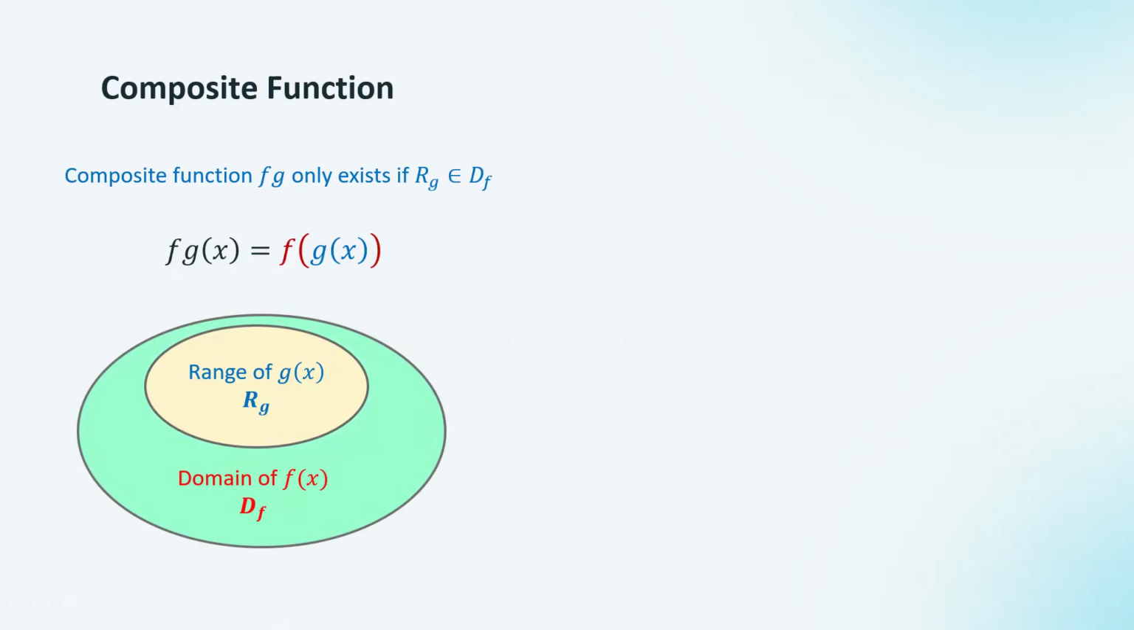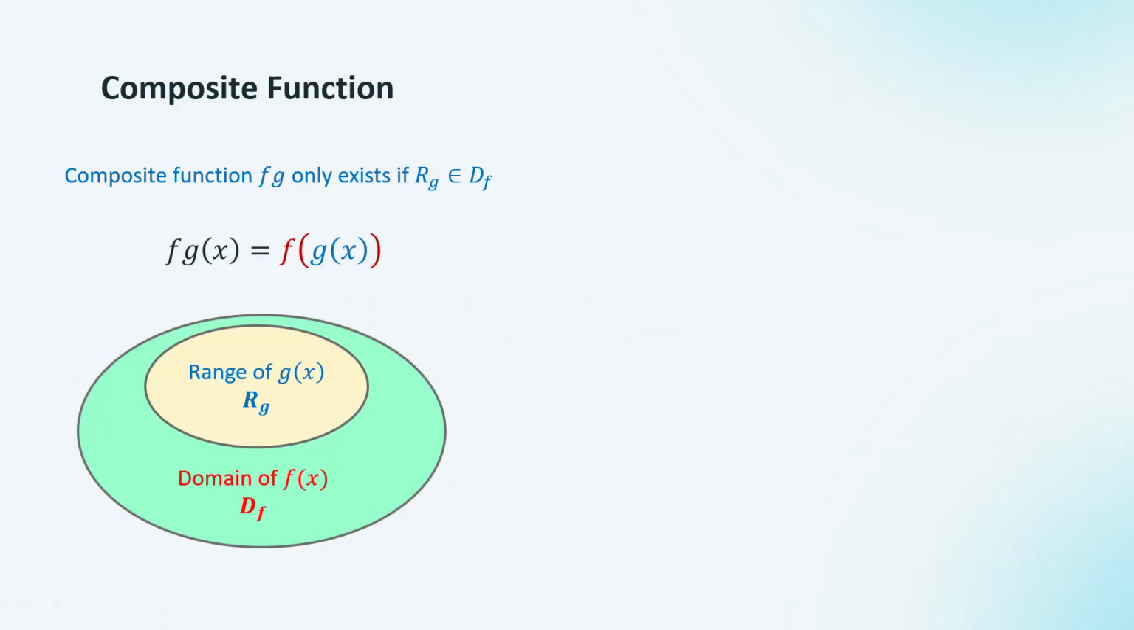So the range of g(x) should be inside the domain of f(x). What happens if the range is outside the domain? Then the composite function will not be defined. If the range is outside the domain, the composite function will not be defined. That's the rule in mathematics.